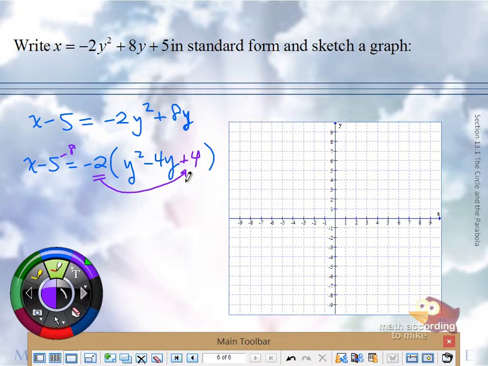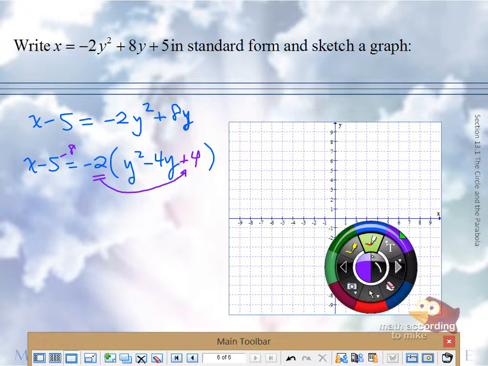So on the left, we get a glorious and unfortunate x minus 13. You'll see why it's unfortunate in a second. Probably should do these problems on my own before I give them to you guys. Equals negative 2 times the quantity. What is y squared minus 4y plus 4? Y minus 2 quantity squared.